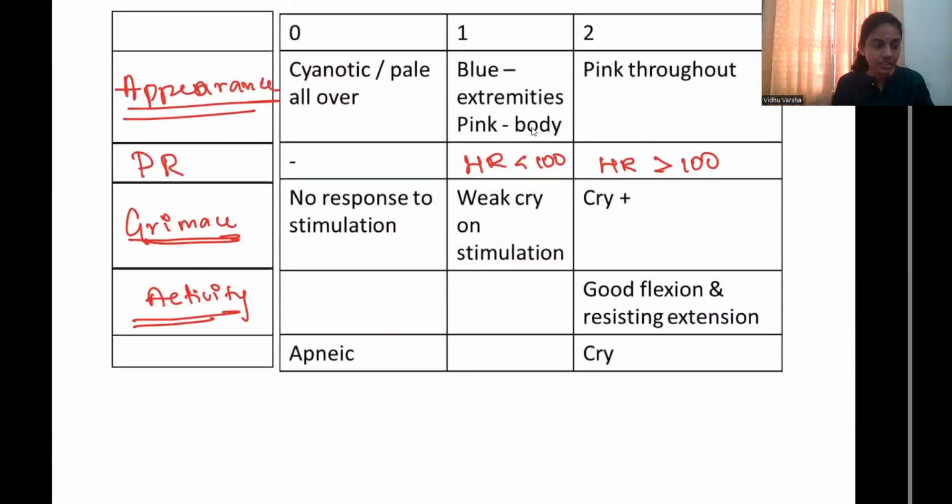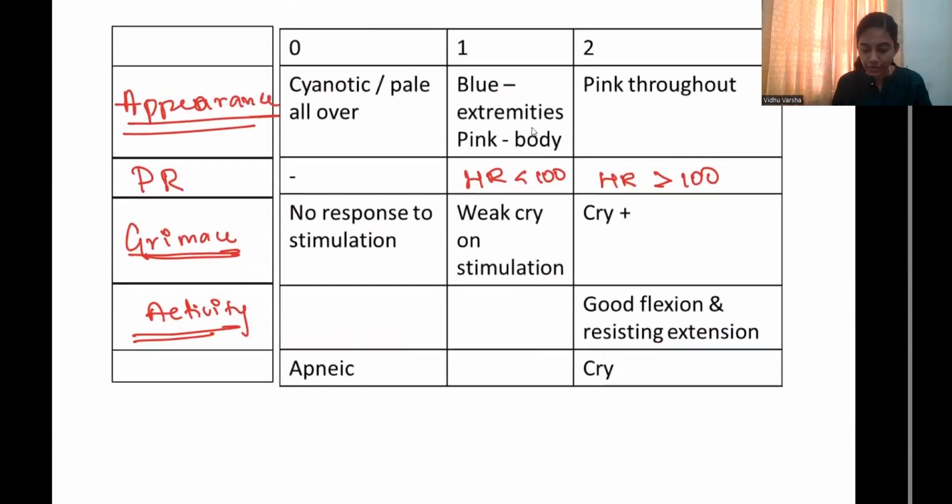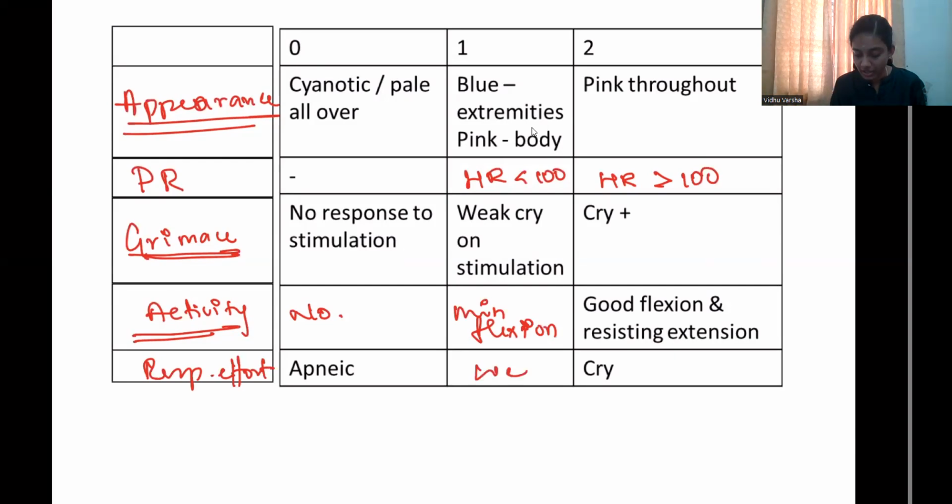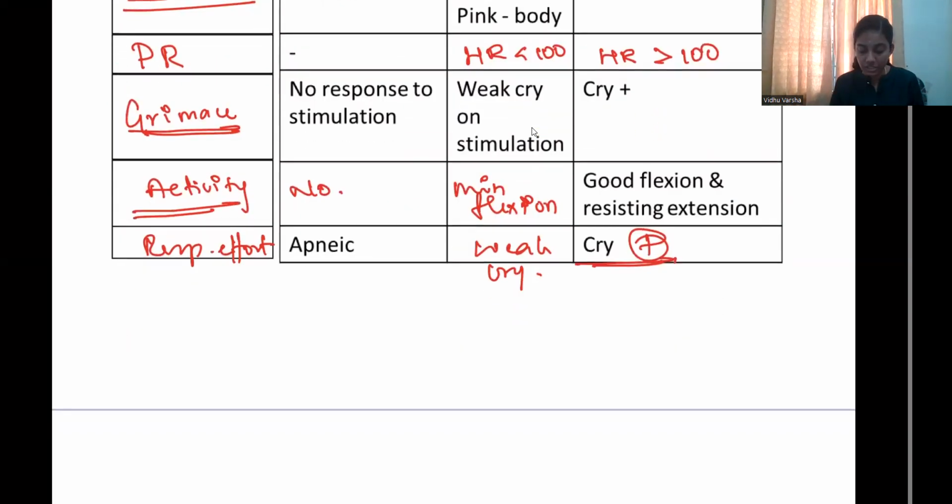Going on to the activity, here 0 stands for no activity and 1 stands for minimal flexion only, while 2 stands for good flexion and resisting extension. Next is your respiratory effort. 0 is for apneic, 1 is a weak cry, and 2 is a very good cry. Okay, so this is how you score your Apgar score.